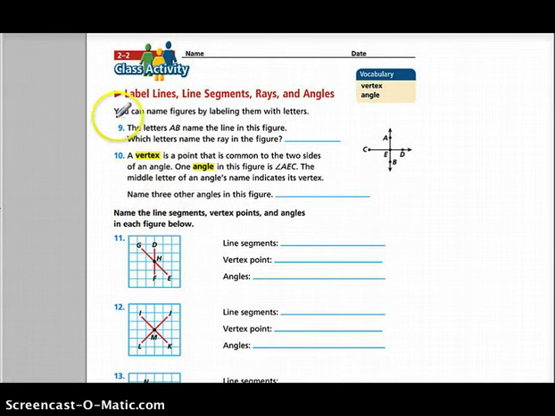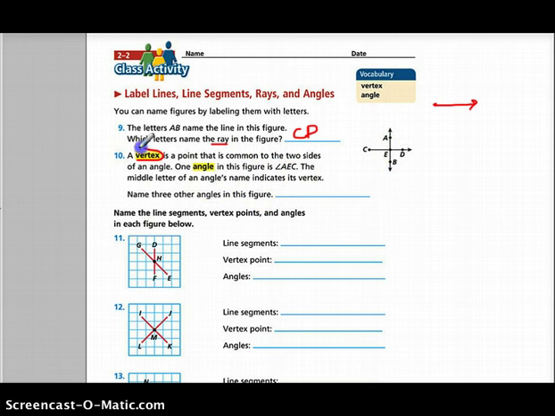Alright, on page 97 it says you can name figures by labeling them with letters. The letters A, B name the line in this figure. Which letters name the ray in the figure? We need to name the ray. Okay, so a ray looks like it has a point and then it has an arrow. I know that this is a ray, so we would call that CD because it goes from C to D, and it's a ray.